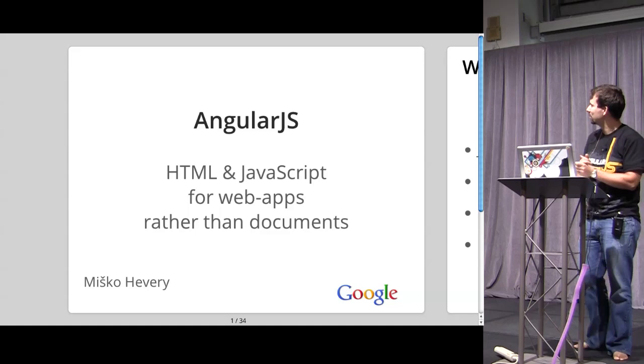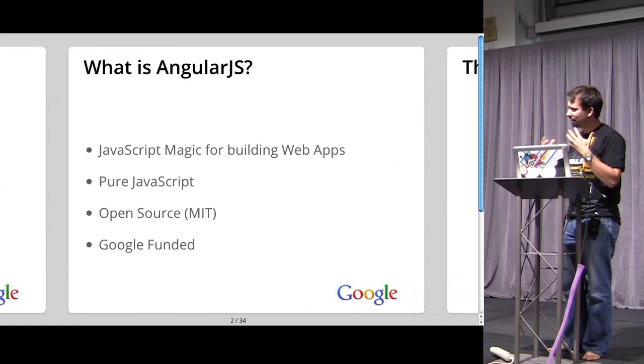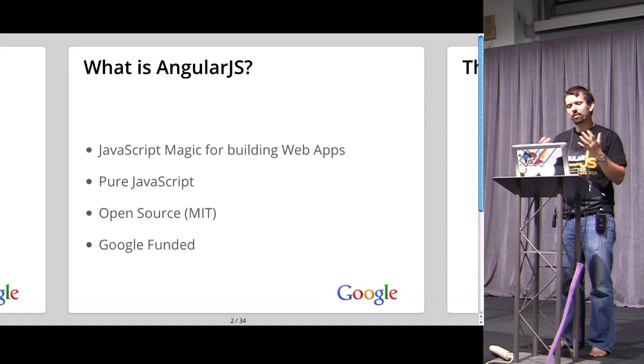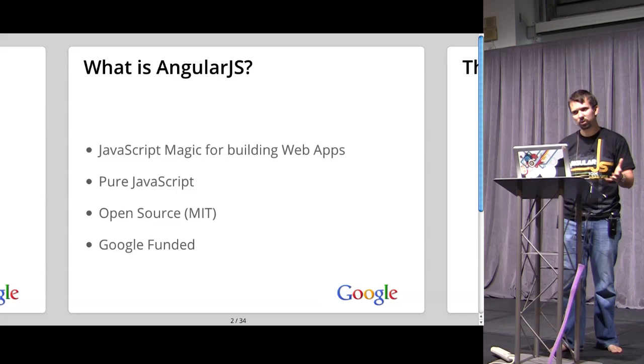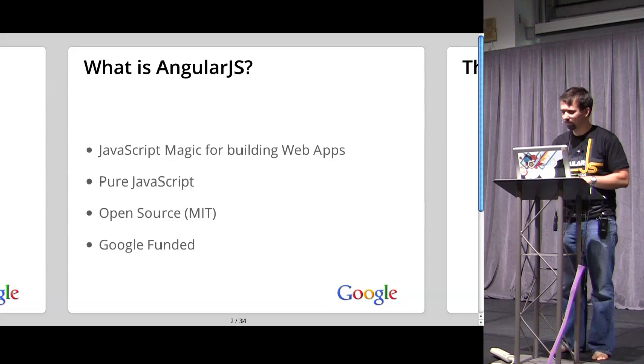Anyway, so what is AngularJS? It's what a web browser would have been had it been designed for web applications. Now, I know that's kind of hard to grok, but we'll try to talk about it. Keep in mind, while I give you all these examples, that it's pure JavaScript. There is no server-side component. Everything happens in the browser, so 100% client, 100% JavaScript. No plugins or anything like that. It's open source under MIT, and Google is funding us, so that's always a good thing.